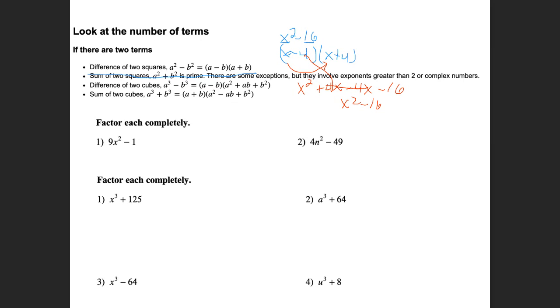Now, if you have the difference of cubes, if you have a cubed minus b cubed, it becomes a minus b, and then a squared plus ab plus b squared. And I'll just work one of those out down here.